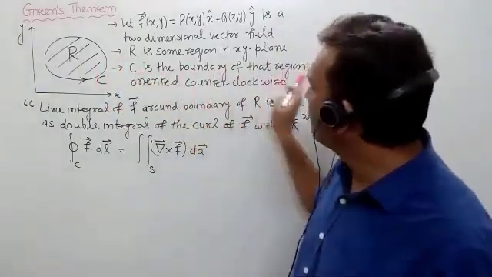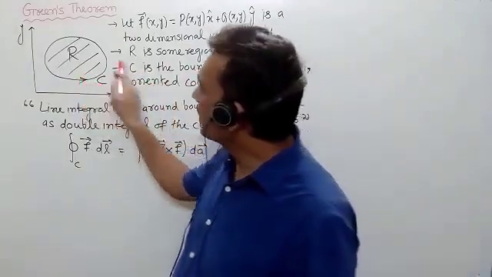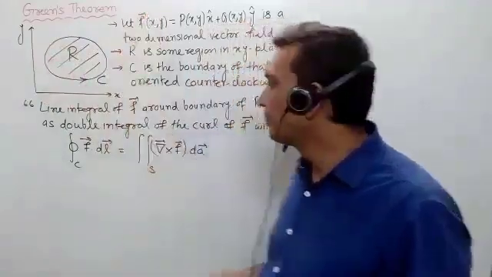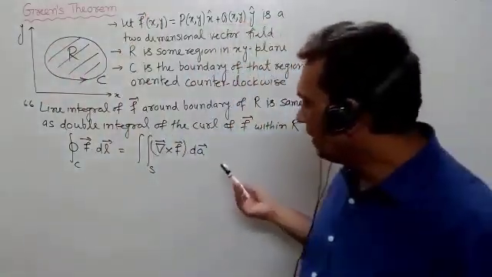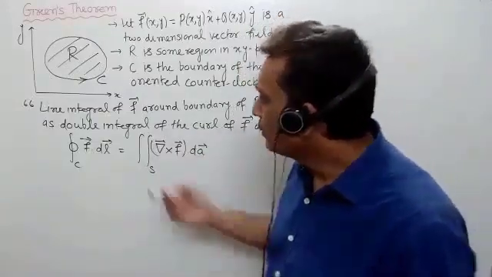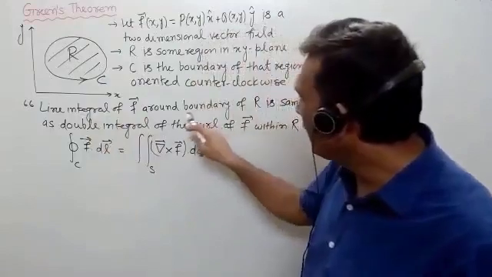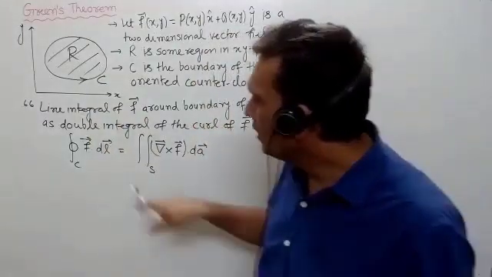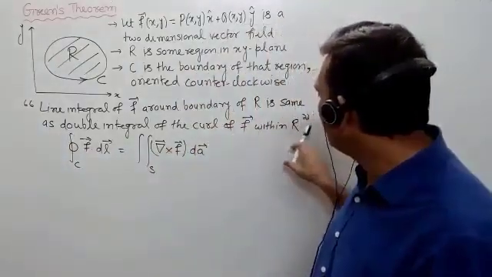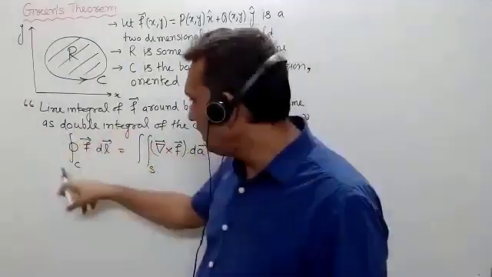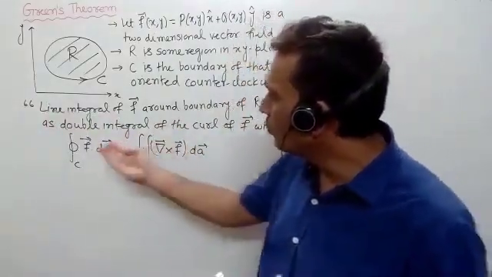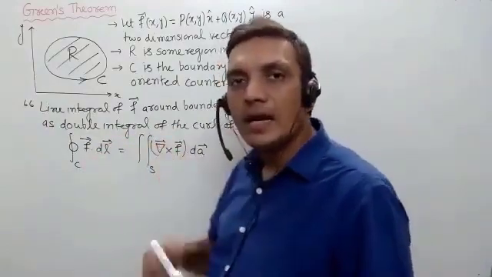So C is the boundary of that region, oriented counterclockwise. So this direction, I have taken counterclockwise. You know that I have written the same statement in Stokes' theorem. So the line integral of F around the boundary of R is the same as the double integral of the curl of F within that region R. So you know this statement. Now from this statement, we have to write the left hand side and right hand side.